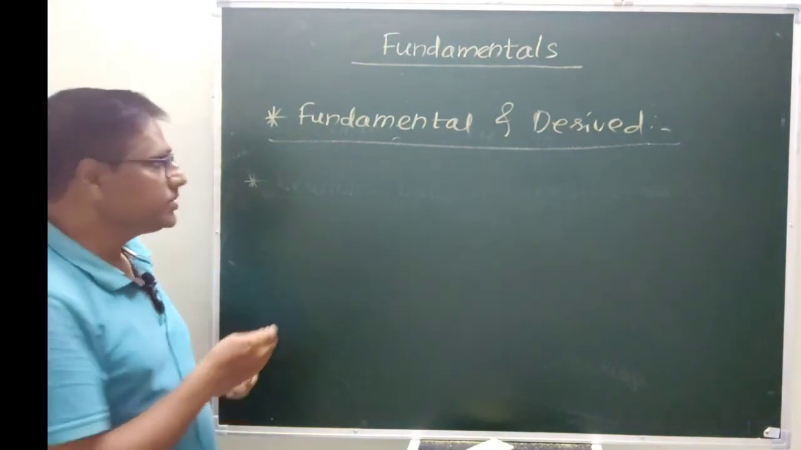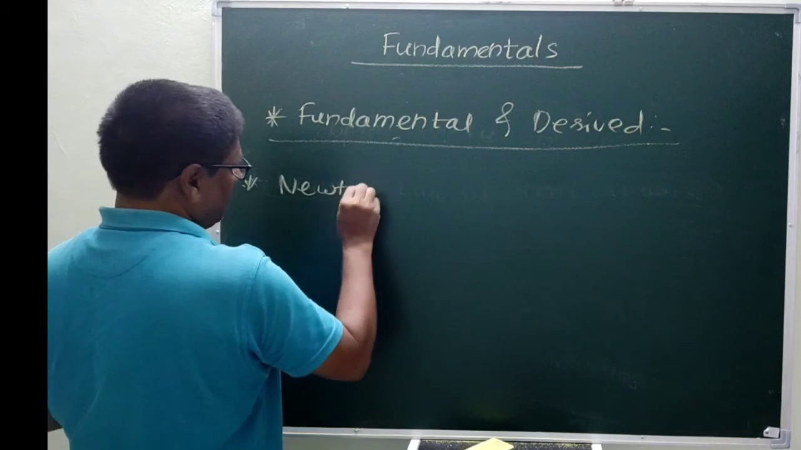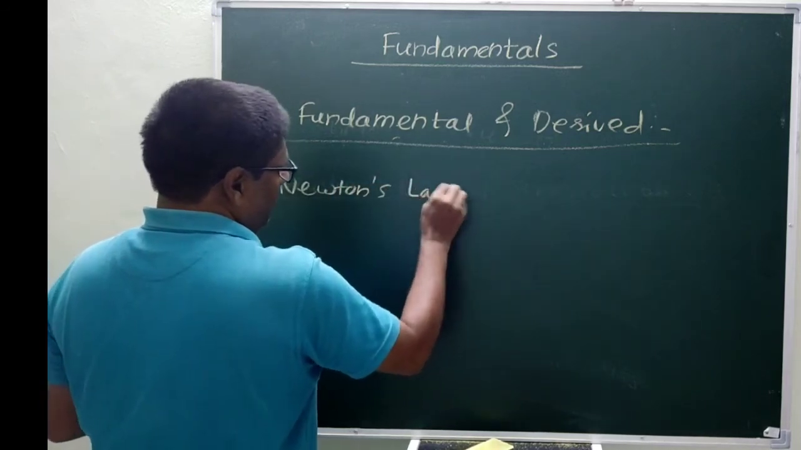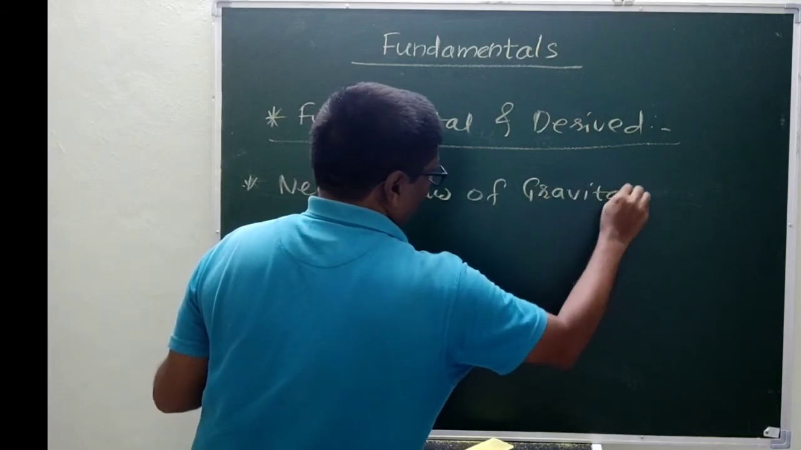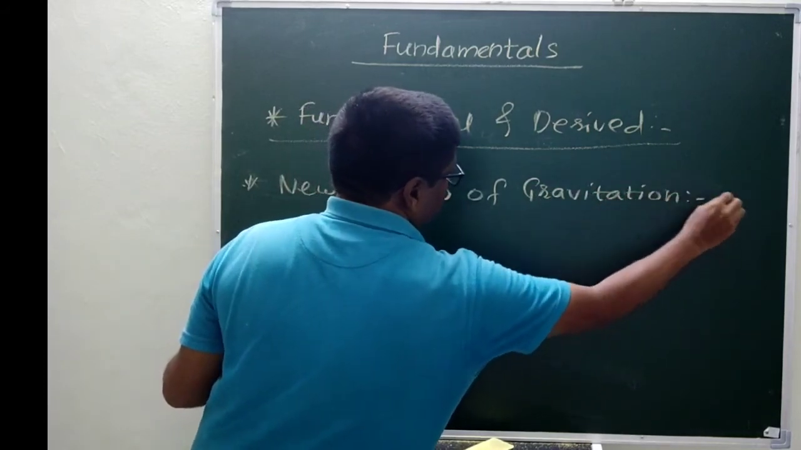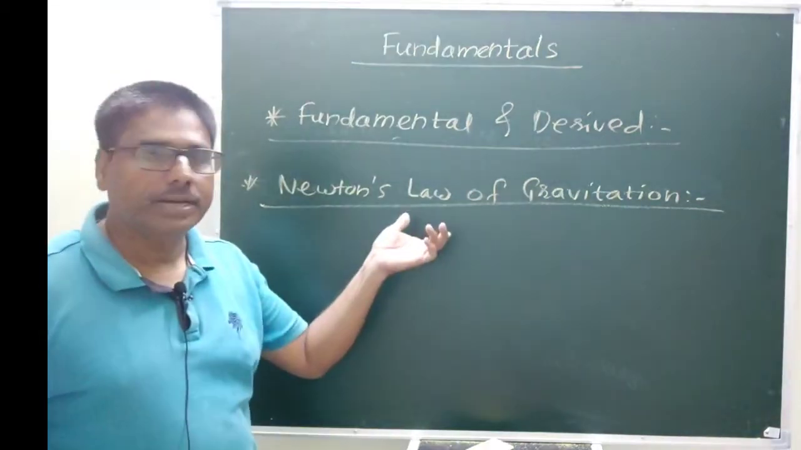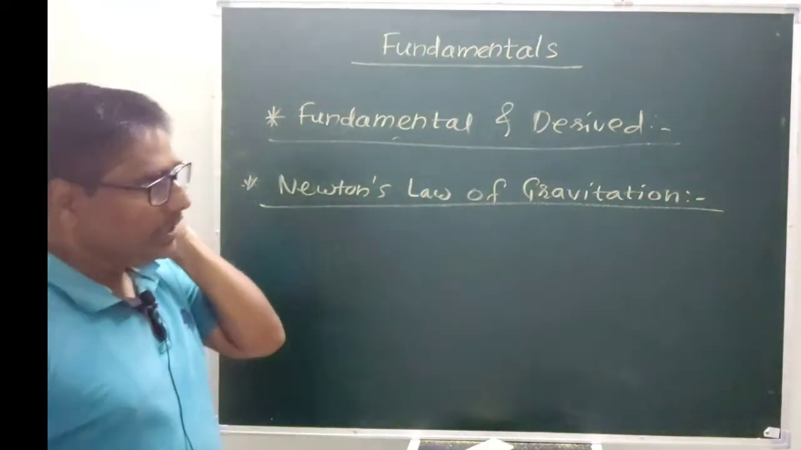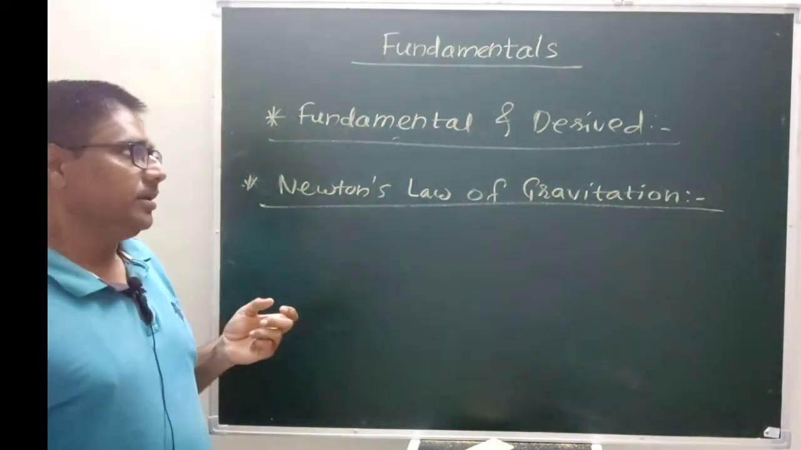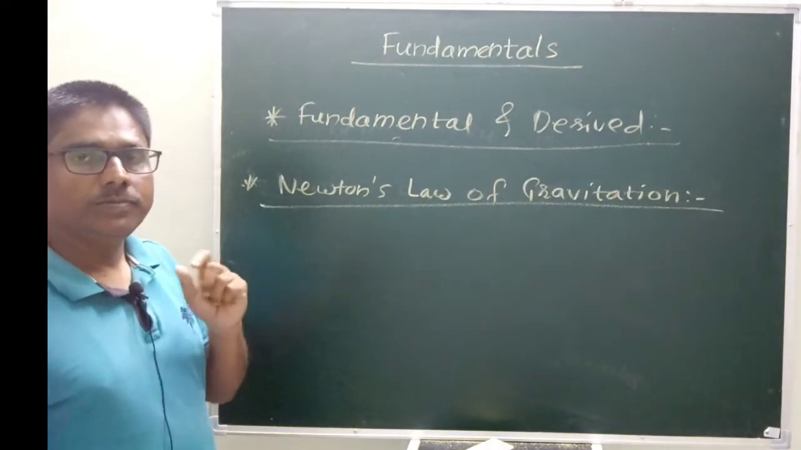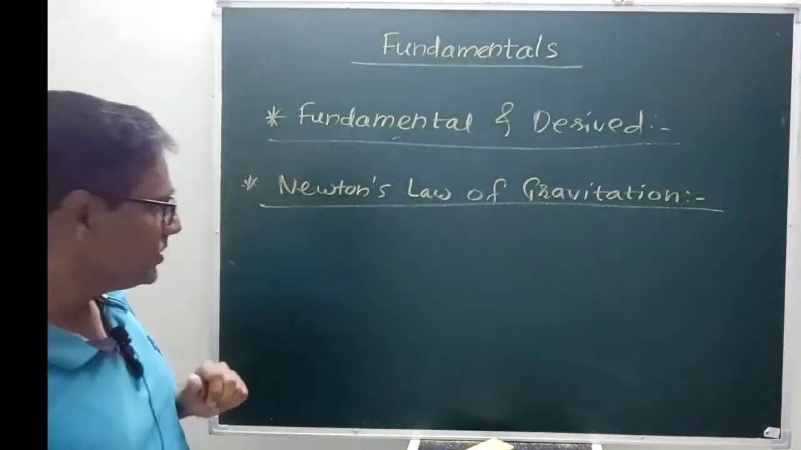Then next is Newton's law of gravitation. According to Newton's law of gravitation, every body attracts another body with a force which is directly proportional to product of masses and inversely proportional to square of the distance between them.